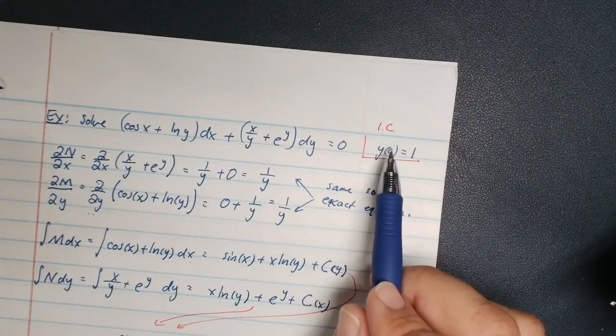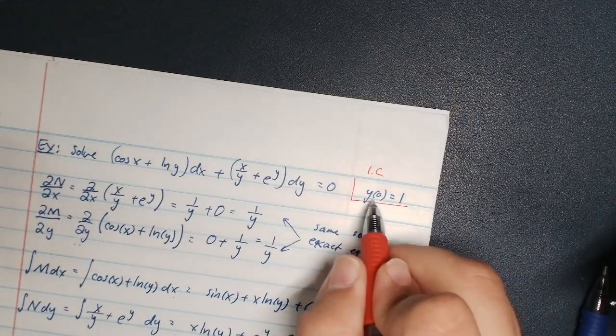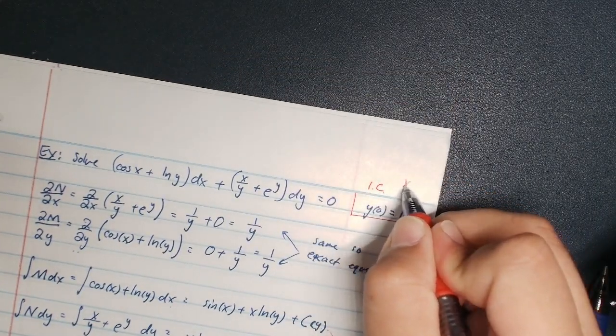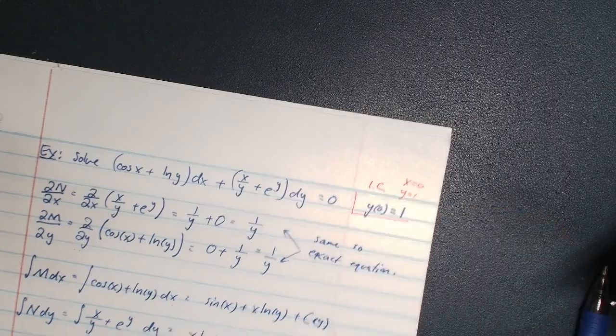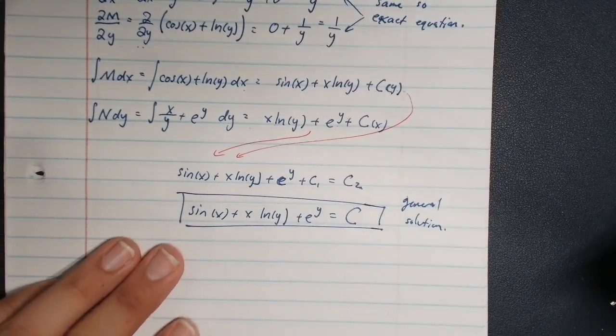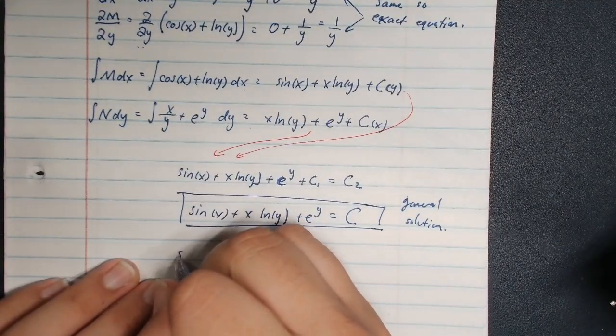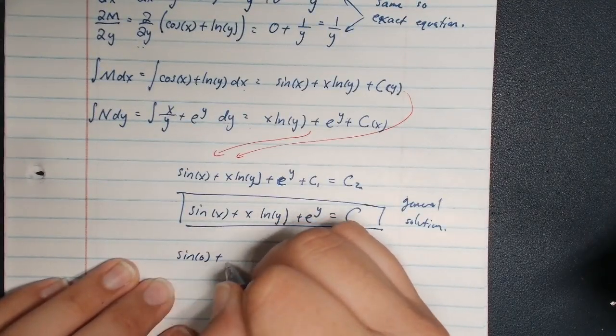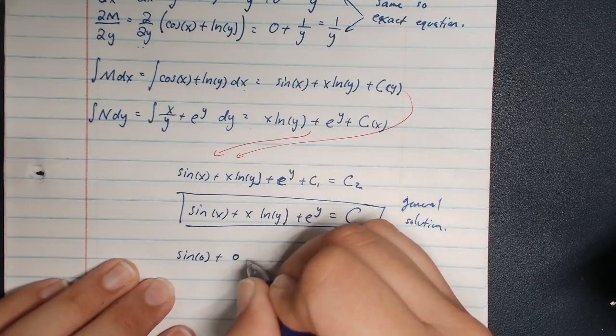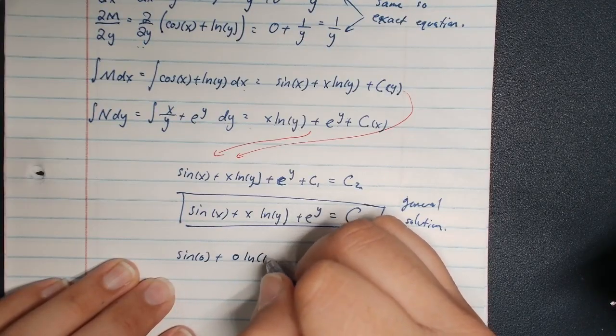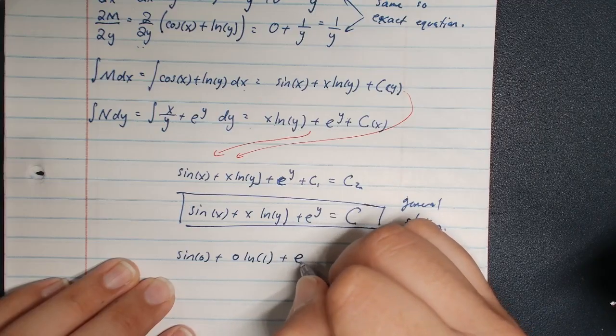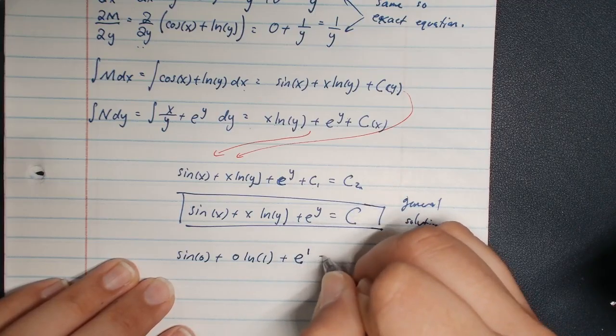Here, these initial conditions are the same as saying, if x is 0, y is 1. So let's go ahead and plug in x is 0 and y is 1. So here I'm going to have sine of 0 plus 0 times the natural log of 1 plus e to the 1 equals c.